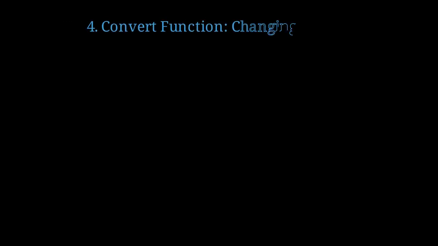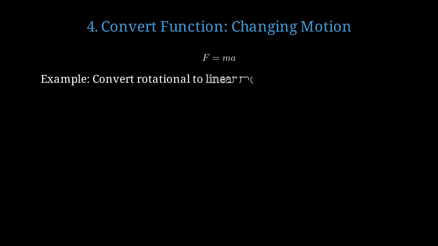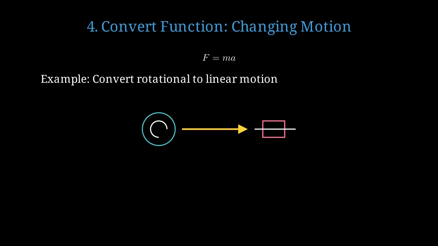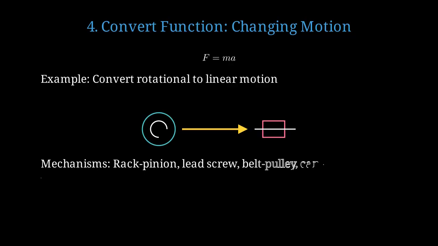The convert function transforms one type of motion or energy into another form. Newton's second law, force equals mass times acceleration, governs mechanical conversion of forces and motion. Consider converting rotational motion into linear motion, a common requirement in many machines. A rotating input on the left produces linear motion output on the right. Many physical mechanisms can accomplish this conversion. We could use rack and pinion, lead screws, belt and pulley systems, or cam and follower mechanisms.